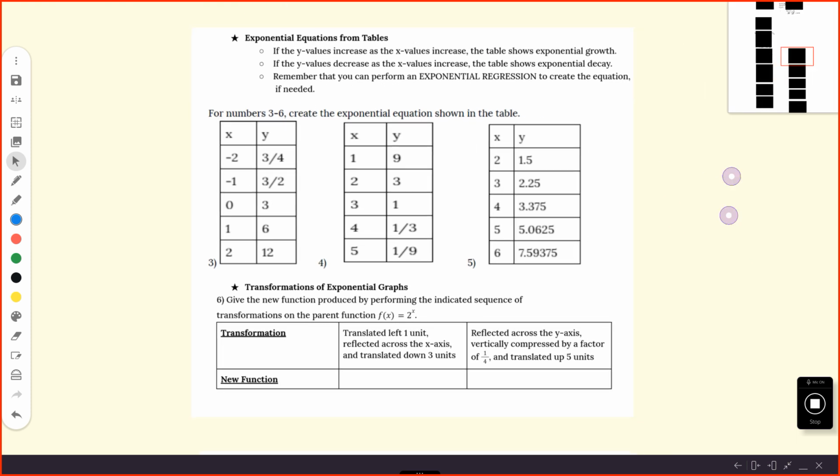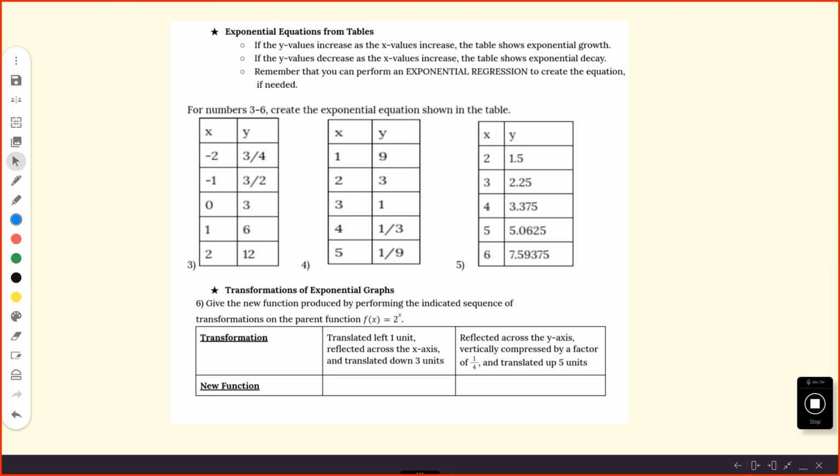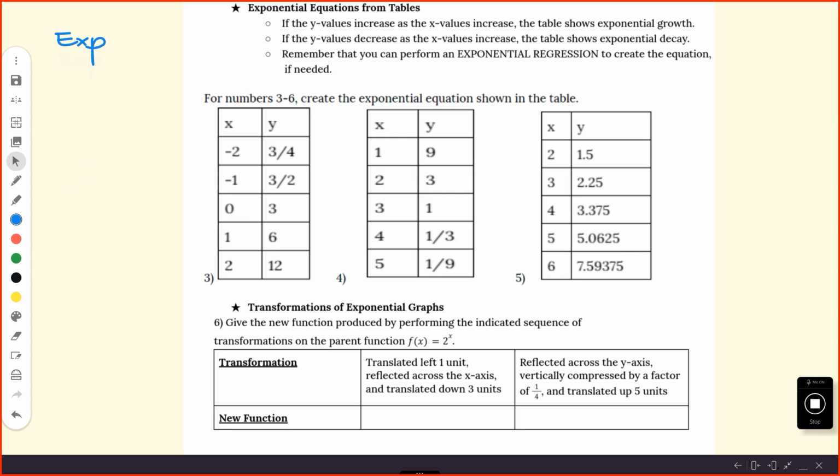Let's do 3 to 6 here. So we did this last Friday, okay, the exponential regression. So you just need to create a table and then use this one, exponential regression.